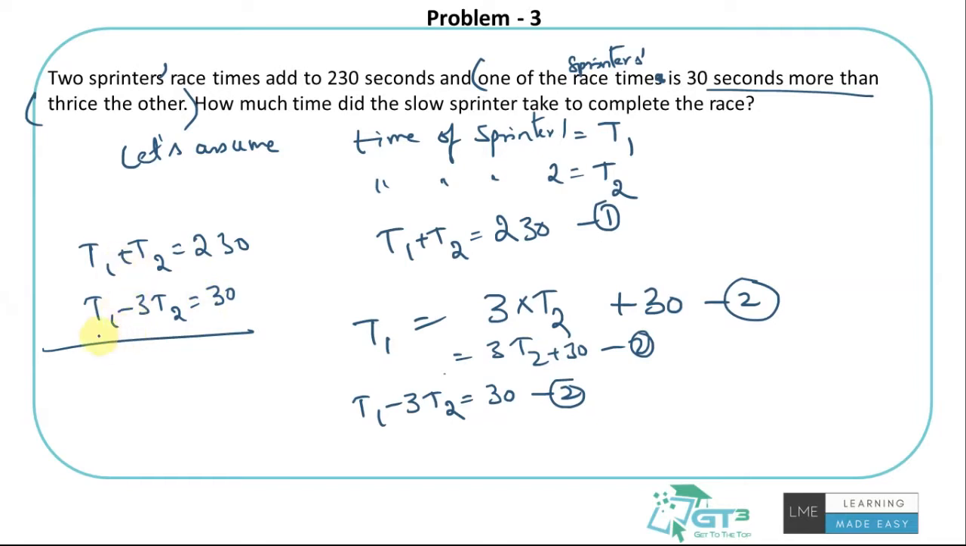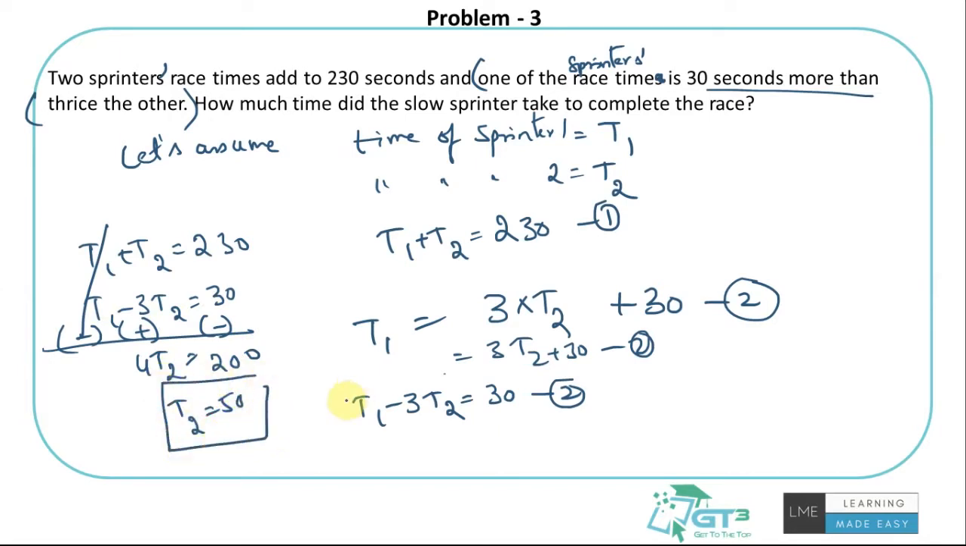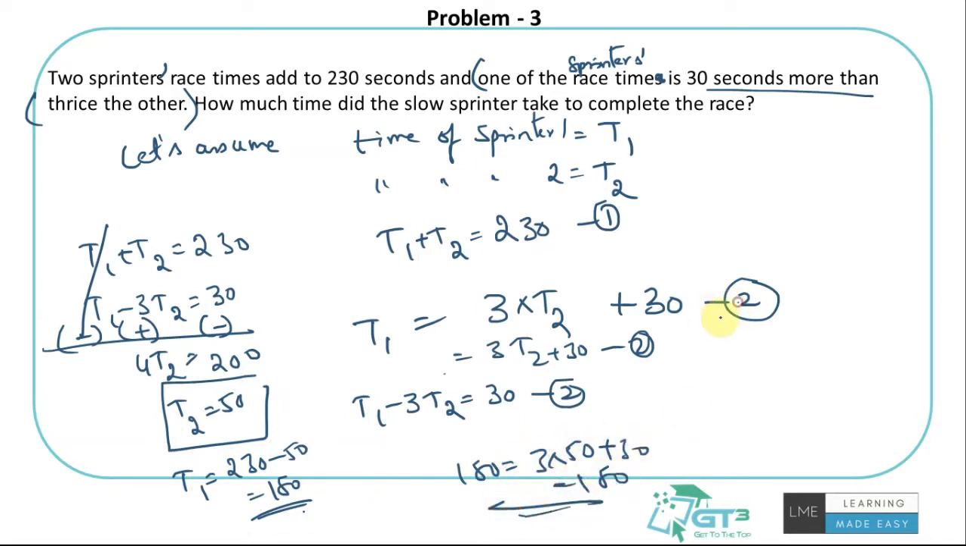So if I do it like this, minus T1 plus 3T2 and minus 30, because minus becomes plus, plus becomes minus. These two get cancelled out. T2 plus 3T2 is 4T2. 230 minus 30 is 200. So T2 is 50. If T2 is 50, what is T1? Here, 230 minus 50 is 180. I can also substitute here: T1 is 3 into 50 plus 30. That is also 180. That's what the second equation is saying.